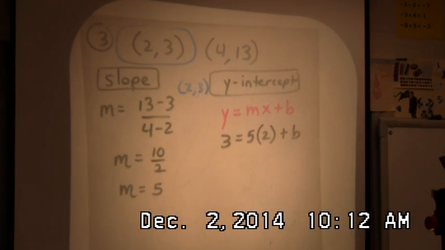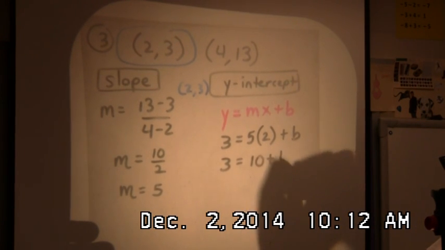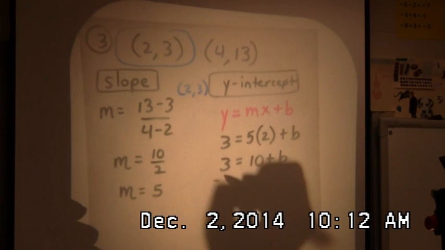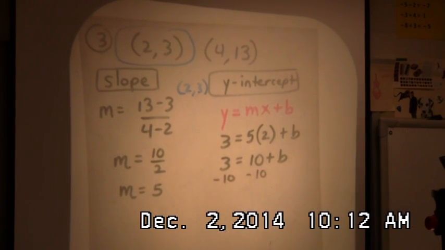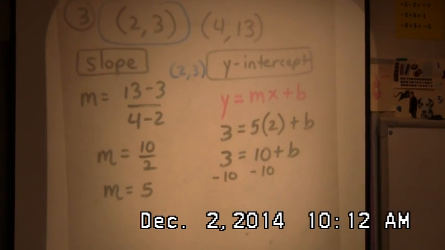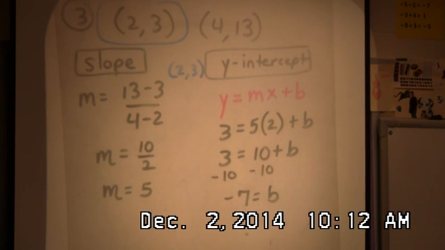Gio, what goes next? 5 times 2. Excellent. What do you got? 3 equals 10 plus b. Perfect. All right, Dylan, what do I do next? You subtract 10 from both sides. And what do you get when you subtract 10 from both sides, Dylan? -7. All right, sounds good. So we have our b now. B is -7, but I'm looking for a final answer.